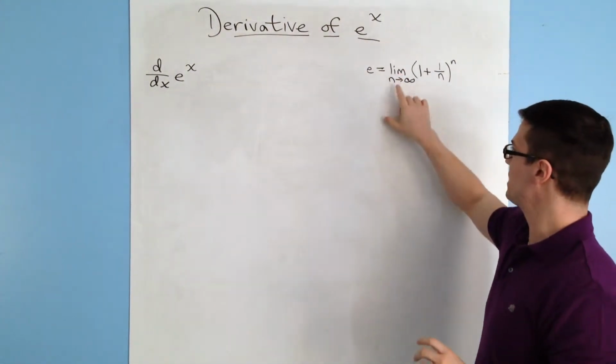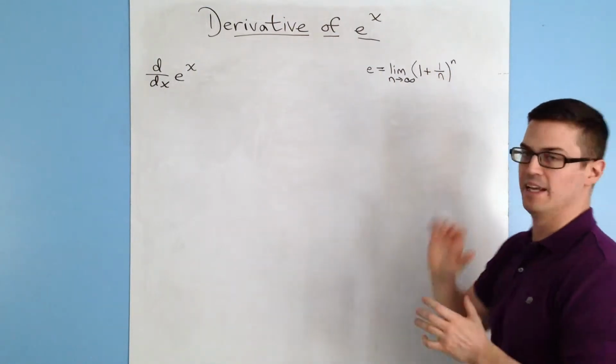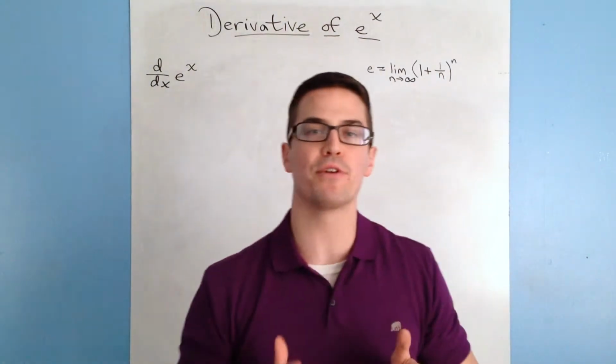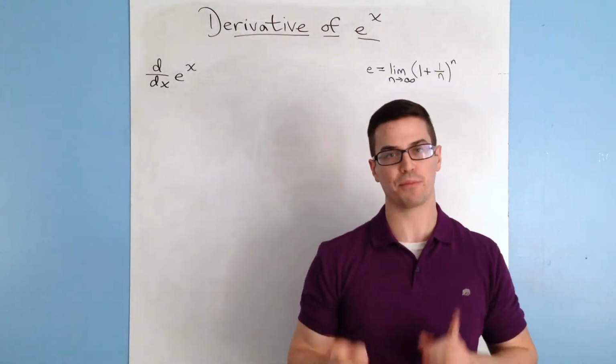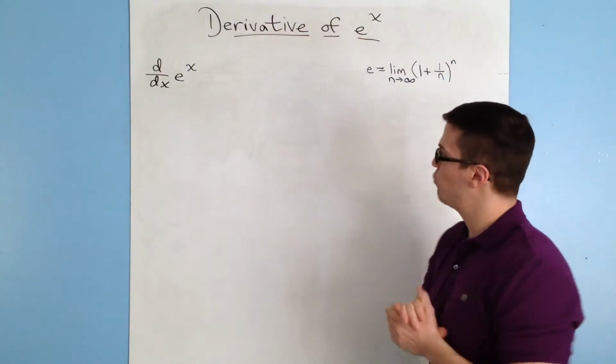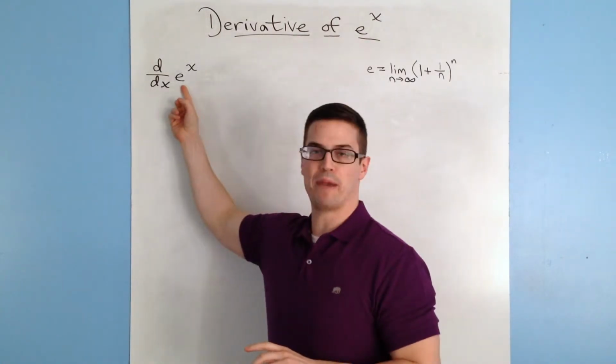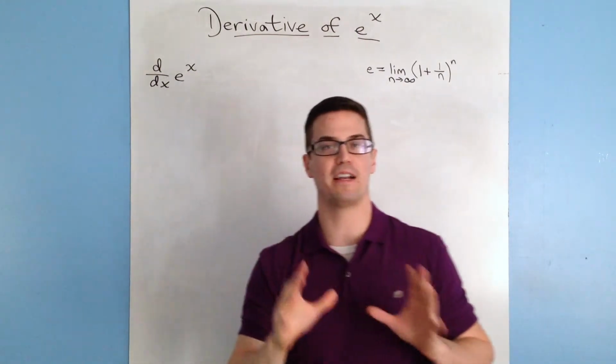e is equal to the limit as n goes to infinity of the quantity 1 plus 1 over n to the n power. And you might remember this from the compound interest problems in your previous math classes. If not, you're probably going to want to watch a video on what e is all about. But what we're basically going to be doing with this e is using it as the base for an exponential function and finding the derivative of it.